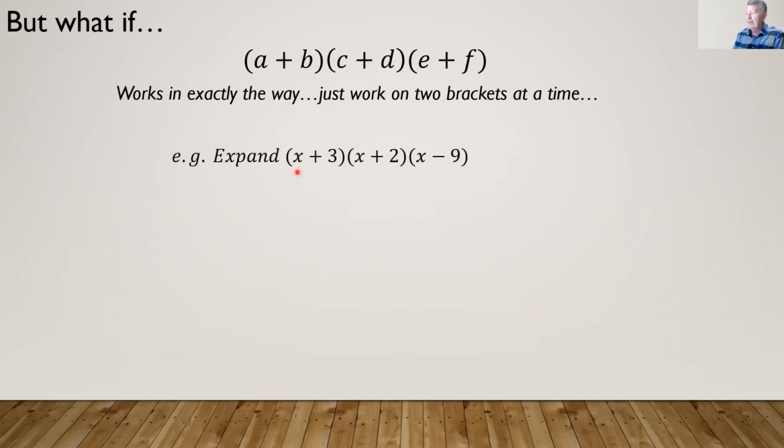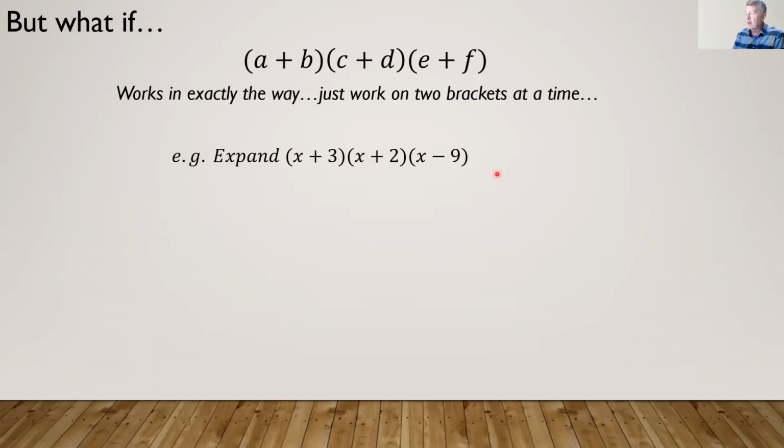Here we go. X plus 3, X plus 2, X minus 9. Now, it doesn't actually matter which 2 brackets you do at a time. You can do the first 2 or the second 2. Personally, I like to do the back 2 first, because then I've only got 2 multiplications, 2 things I've got to distribute, rather than if I did those 2 first, I'd have 3 things I'd have to distribute. Doesn't matter. You'll get the same answer if you do it correctly. I'll just show you this way if you like.